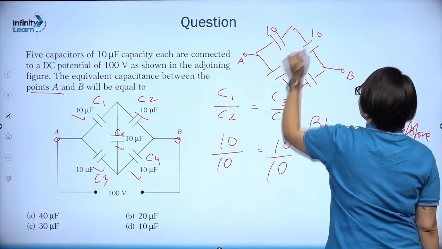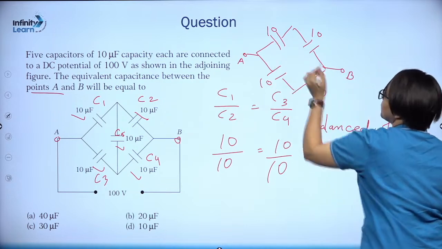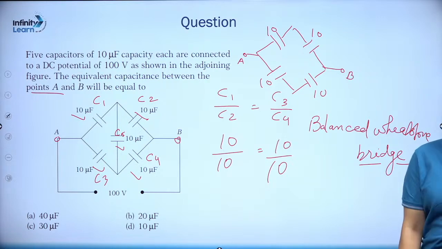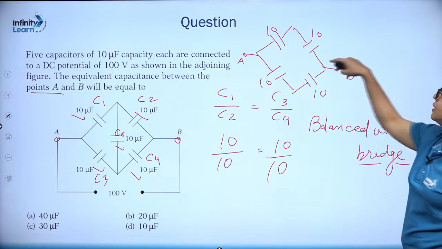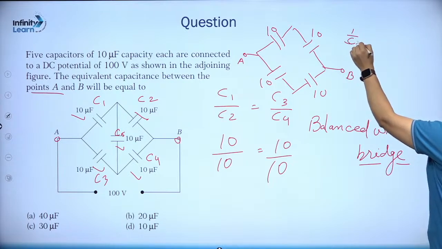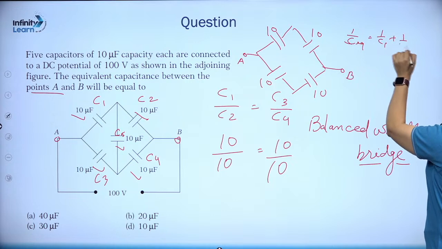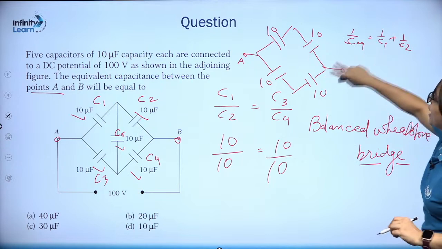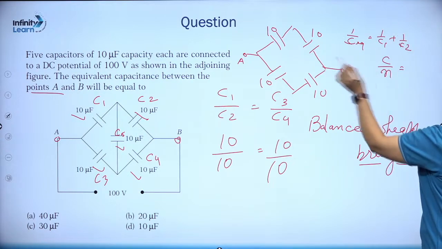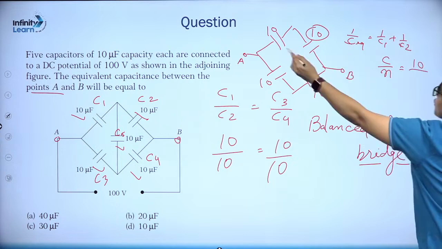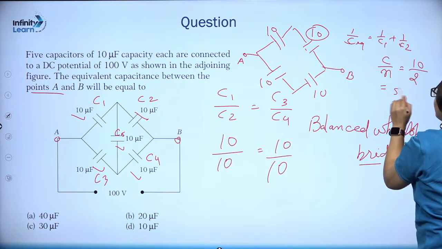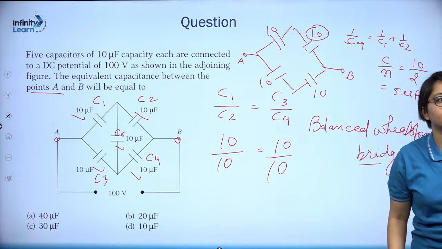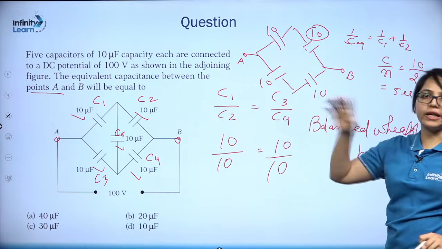This 10 and 10 are in series, right? So what is the equivalent capacitor of 10 and 10 in series? It is 10 upon 2, 5. These are in series, so 1 upon C equivalent for series is 1 upon C1 plus 1 upon C2. You can use the shortcut. If equal capacitors are in series, then the value of the equivalent is C upon n. C is the value of one capacitor, 10, and the number of capacitors is 2. So it is 10 upon 2, 5 microfarad. Similarly, this lower branch is also having 10 and 10 in series, so their equivalent will be 10 by 2, that is 5, right?